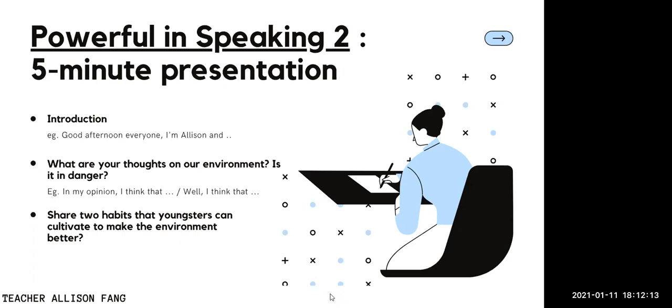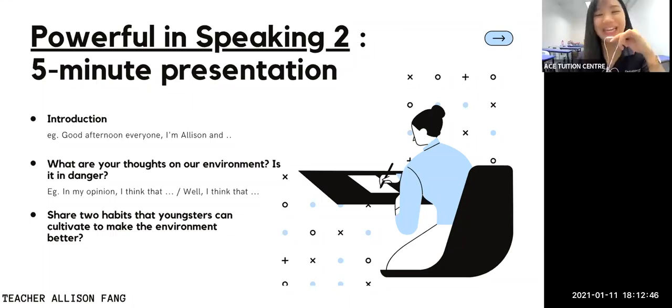Good evening, Miss Edison. My name is Jerome. In my opinion, I think that our environment is in danger because it is polluted. This is because our surroundings have a lot of plastic bags and a lot of rubbish that cannot be recycled. Next, the youngsters have to maintain some habits to let our environment be less polluted. For example, they can save water and electricity. Other than that, they can recycle with their family. Thank you. Okay, very good.